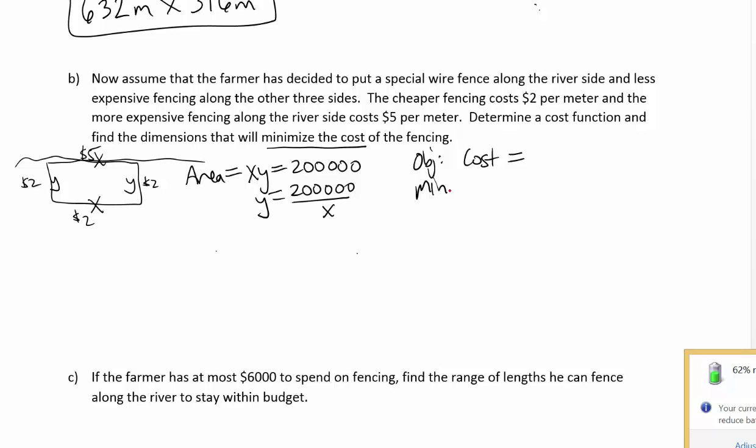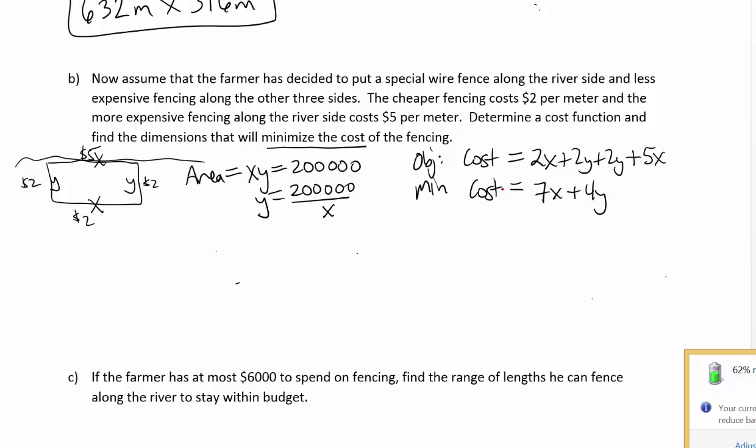It's cost of fencing. So how would you calculate the cost of your fence? Well, it would be the length of your side times the cost per the length. So in this case, this side would be x times 2, or 2x. This side would be y times 2, or 2y. This side would also be y times 2, or 2y. And then the more expensive side would be x times 5, or 5x. And if you combine your like terms there, that's going to give you 7x plus 4y.